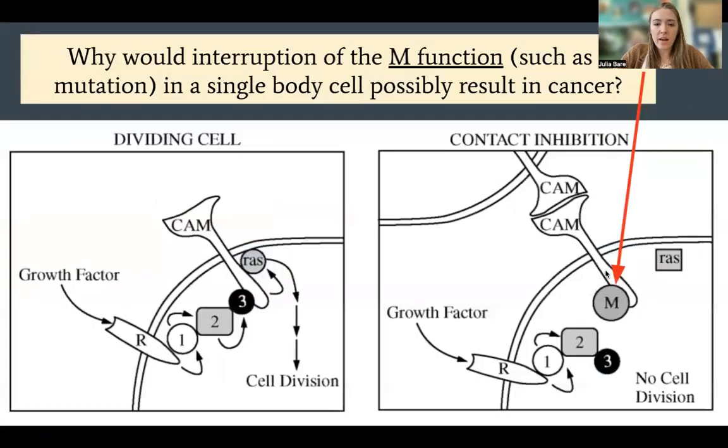So if this M protein was mutated, what would happen? Why would this cause cancer? This is my question for you. I want you to pause the video and take a second to think about why this might cause cancer.